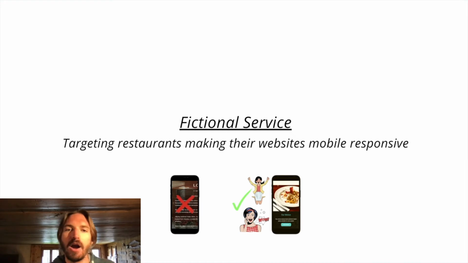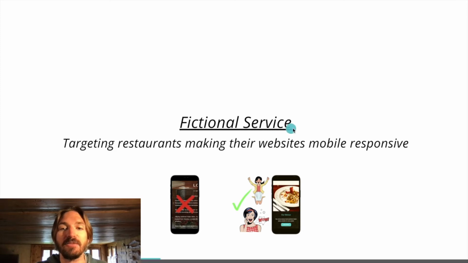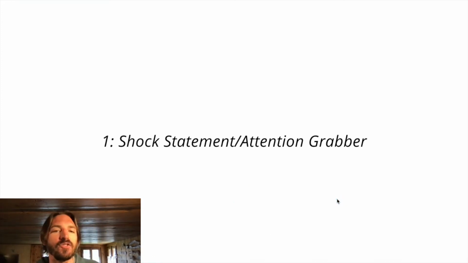So before we get started, I have dreamt up a fictional service, something that we're actually going to sell through our VSL, just to use as an example. And this is it. We're going to be targeting restaurant owners. We're going to say basically, hey, you've got a bad website, it's losing you a lot of money, it's losing you customers every single day, and we can fix this by making it mobile responsive for you. So this is what we're selling, this is the service. All right, so let's get in there, let's see how these steps work.